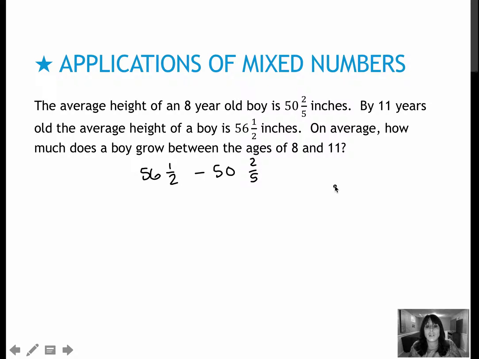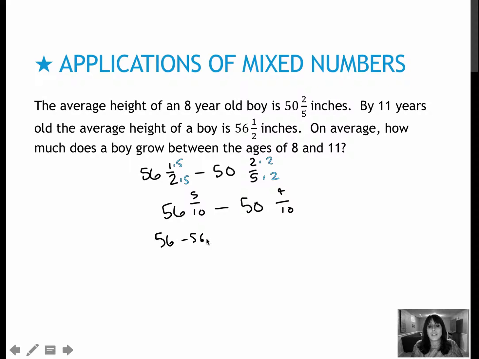Now we know if we are subtracting that we have to have a common denominator. So I'm going to take this times 5 on top and bottom, and this times 2 on top and bottom. So this is 56 5/10 minus 50 4/10, and this one actually works out very nicely because I don't have to change them into improper fractions. I can take 56 minus 50 and add that to 5/10 minus 4/10. So that works out okay in this question.